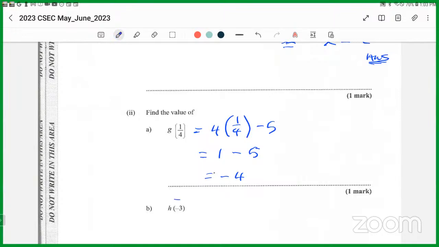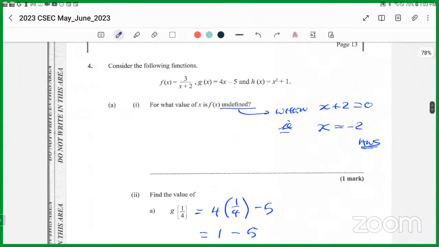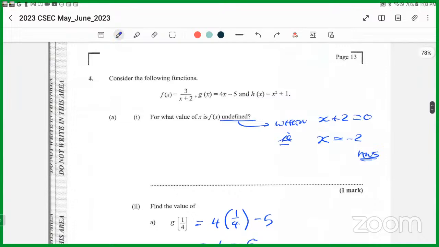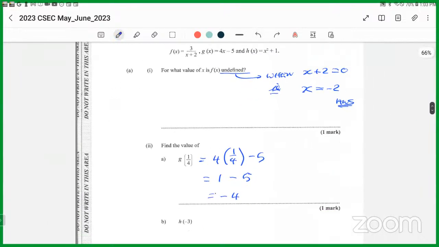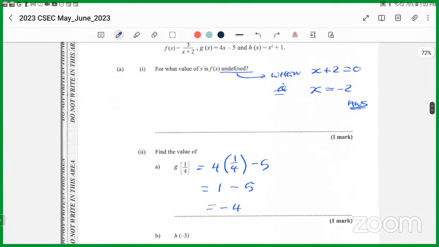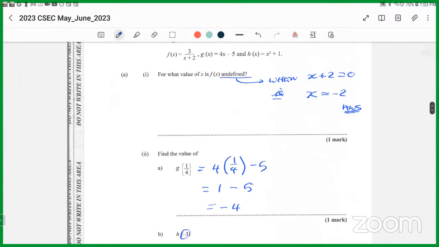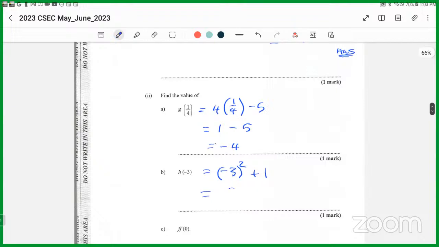The next part wants h of negative 3. What is h again? H is this one. Taking this negative 3, I substitute it in the h function where the x is. So this is going to become negative 3 all squared plus 1. Negative 3 squared is 9, 9 plus 1. So the answer here is 10.